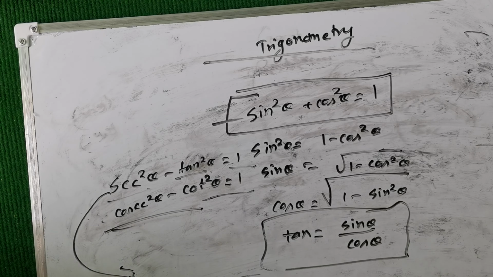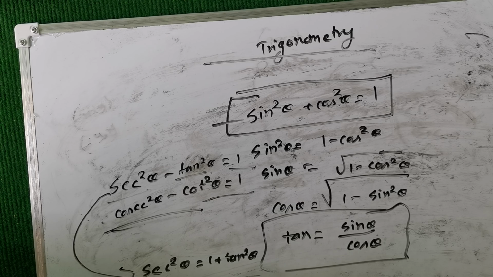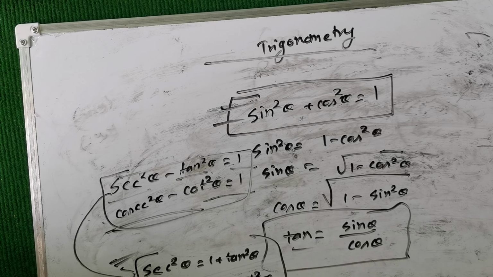Sec square theta is equal to 1 plus tan square theta. Cosec square theta is equal to 1 plus cot square theta. This is the formula you have to remember. You have to remember this formula, this formula, this formula.